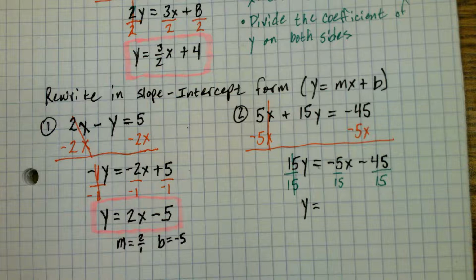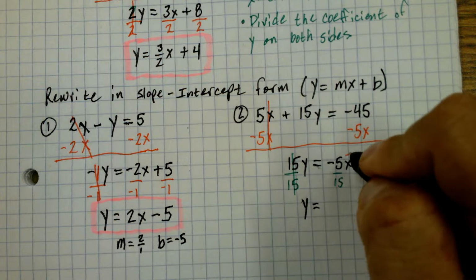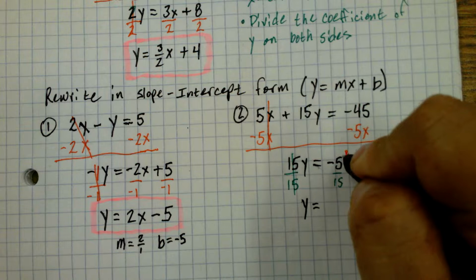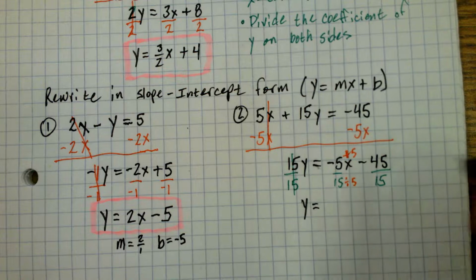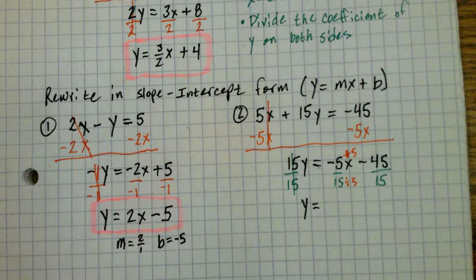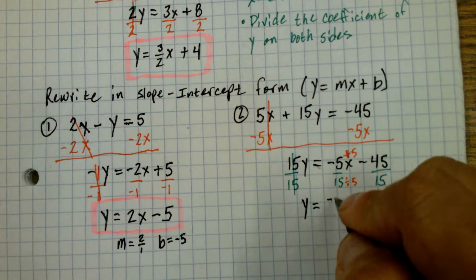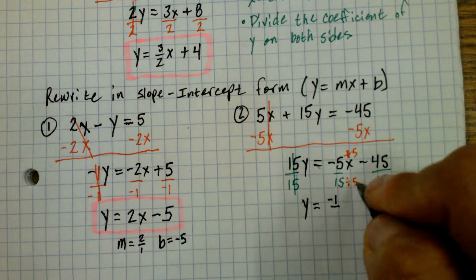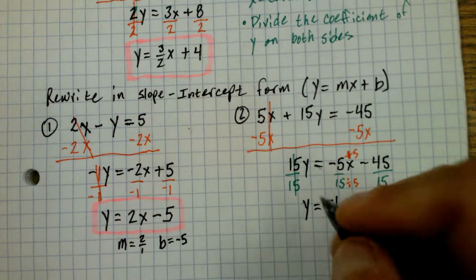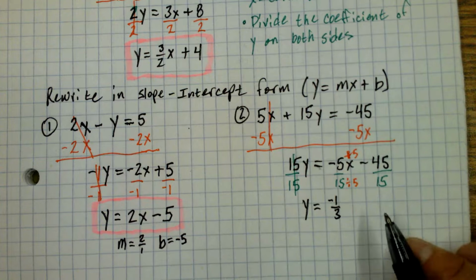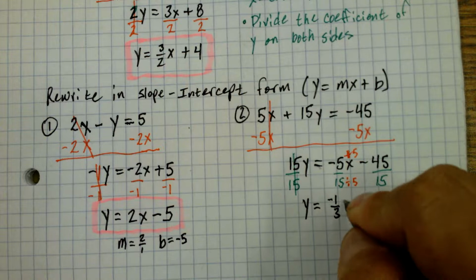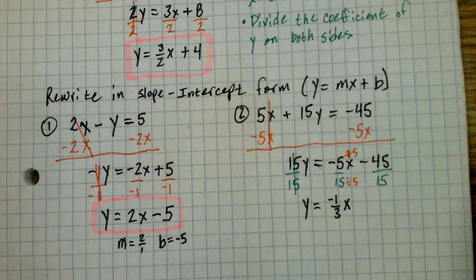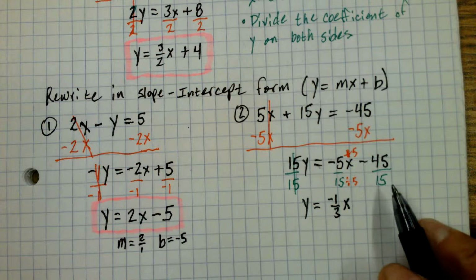So it's a fraction that I have to reduce. What number can I reduce by? 5. Divide by 5. Divide both of them by 5. So negative 5 divided by 5 is negative 1. 15 divided by 5 is 3. So it's actually negative 1/3. Don't forget the x.